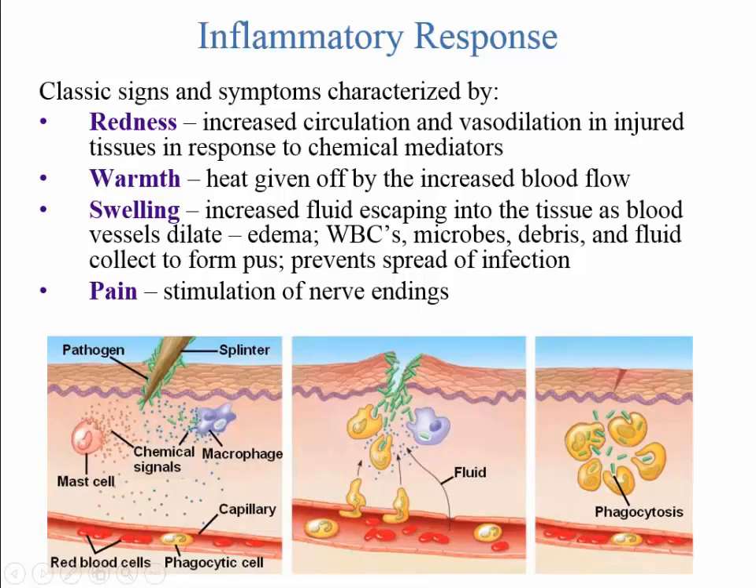Swelling: if you have all of these immune cells moving to the site of infection because they're trying to get rid of this bacteria, you find that you have to swell within that site of infection because of increased fluid and increased migration of cells. And then, of course, we have pain. Pain takes place because of the stimulation of the nerve endings within this breached section of skin.